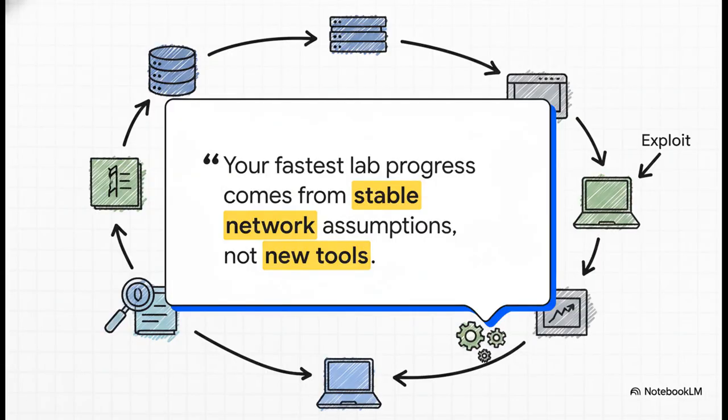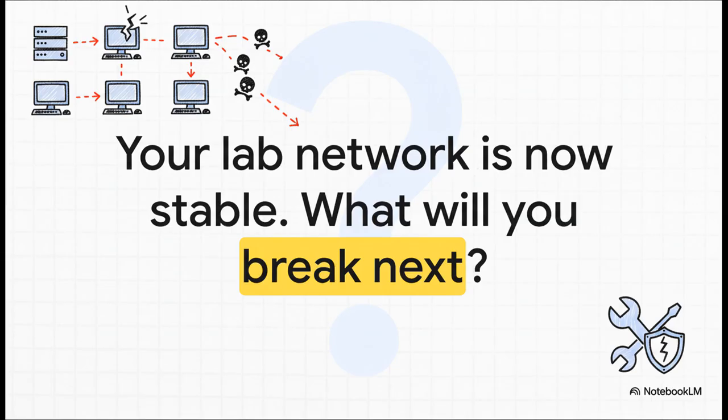And if you remember one thing from all of this, let it be this. Your biggest breakthroughs in pen testing won't come from some fancy new tool. They'll come from having a lab that is stable, predictable, and reliable. When you stop fighting your network, you can finally start learning. So there you have it. That's the playbook. A fast, clear guide to finally taming VirtualBox networking. The foundation is solid, your lab is stable, so the only question left is, what are you going to break next?